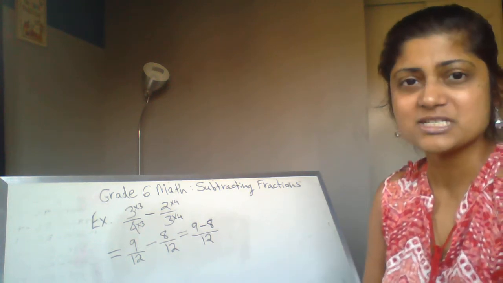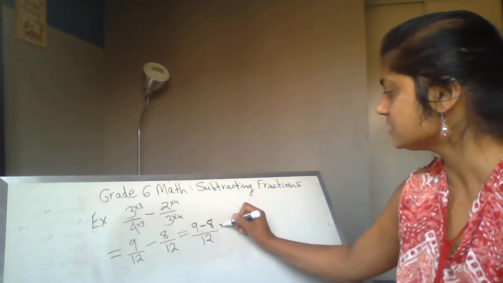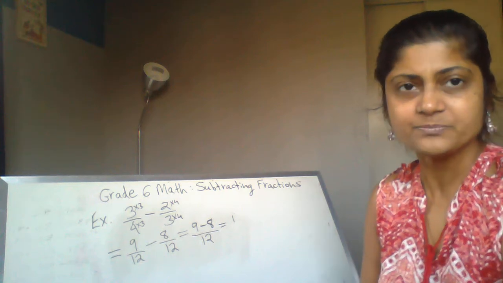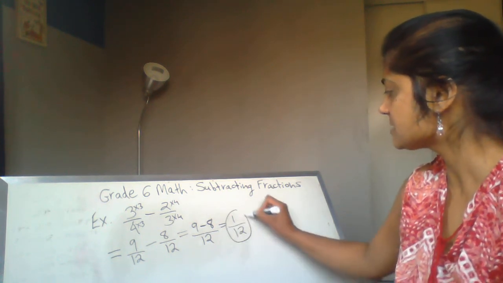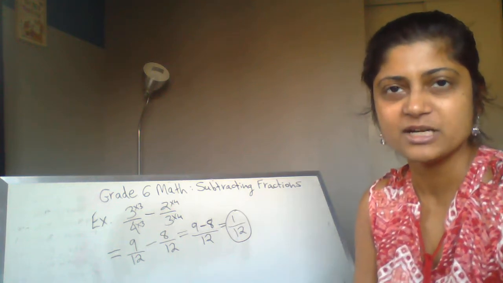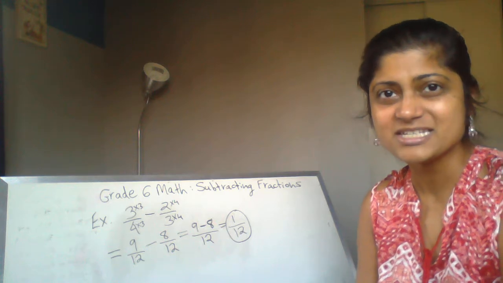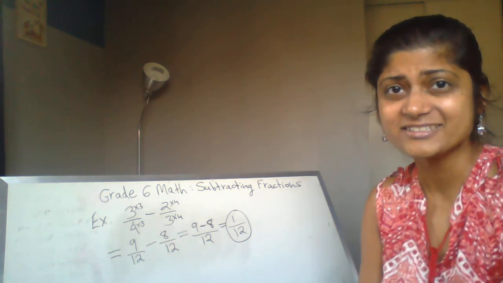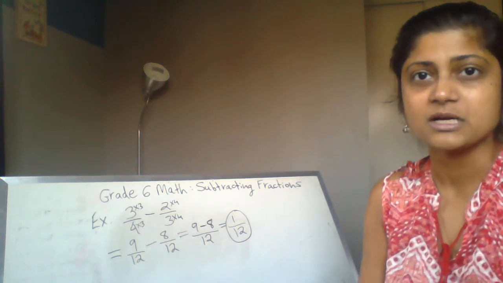So let's get back to this example here. We're going to do 9 minus 8, which is equal to 1. And then the bottom is going to be 12. And this is my final answer. So my final answer is 1 over 12. Does everyone see how to do that? Are there any questions? Okay, good. And so again, you're just multiplying these numbers by each other.